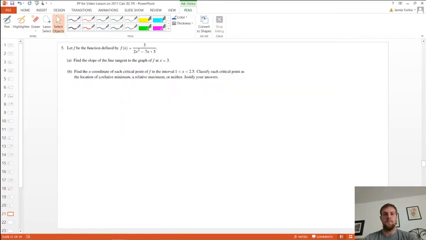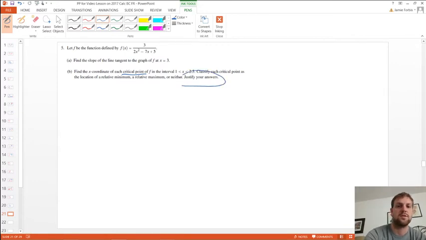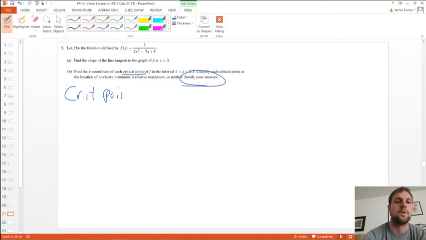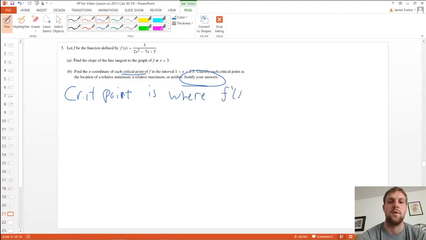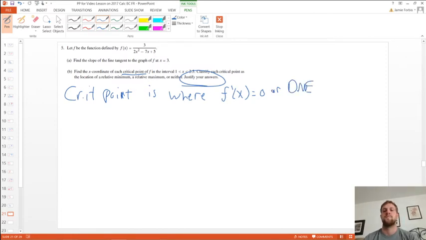Let's move on to B. B says find the x coordinate of each critical point of f on the interval between 1 and 2.5, and classify each critical point as the location of a relative min, relative max, or neither, and justify your answer. All right, let's start with what a critical point is. A critical point, by definition, is just a point where the derivative equals 0 or is undefined. So a critical point is where f prime of x equals 0 or does not exist.